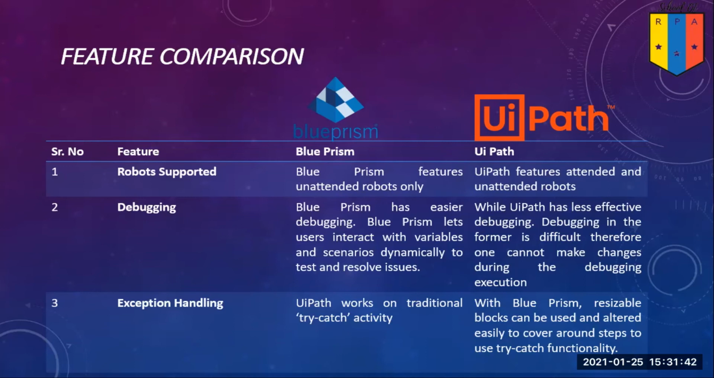While UiPath has a less effective debugging, it is more difficult and one cannot make changes during the debugging and execution. Exception handling. UiPath works on the traditional try-catch activity. With Blueprism, resizable blocks can be used and altered easily to cover around the steps to use try-catch functionality.